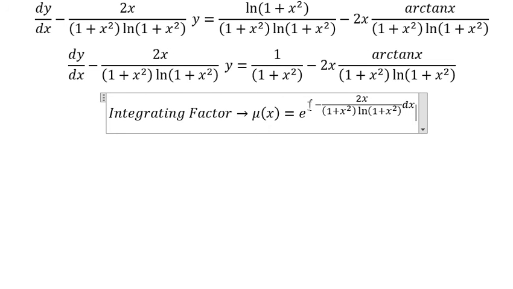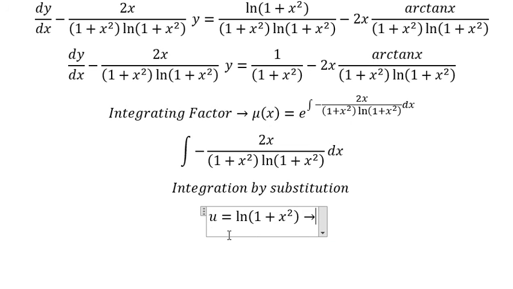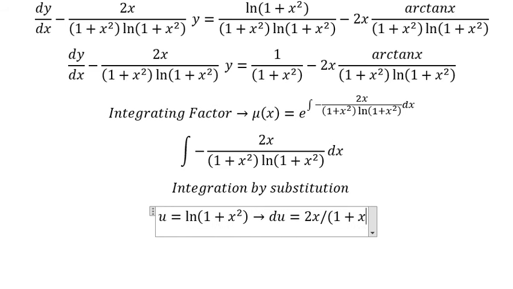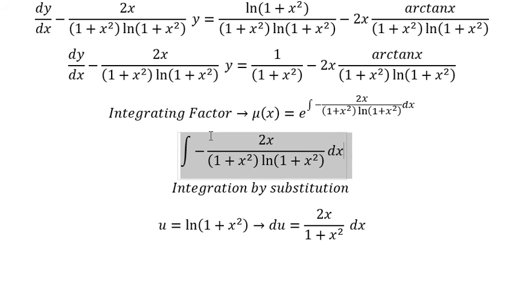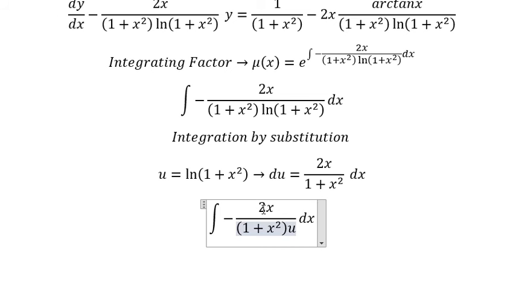Now I will concentrate on this one only. So we need to use integration by substitution. So I will put u equals this one. If we take the first derivative of both sides, we have 2x over 1 plus x squared dx. This one we change by u, and this one in here with dx we change by du.